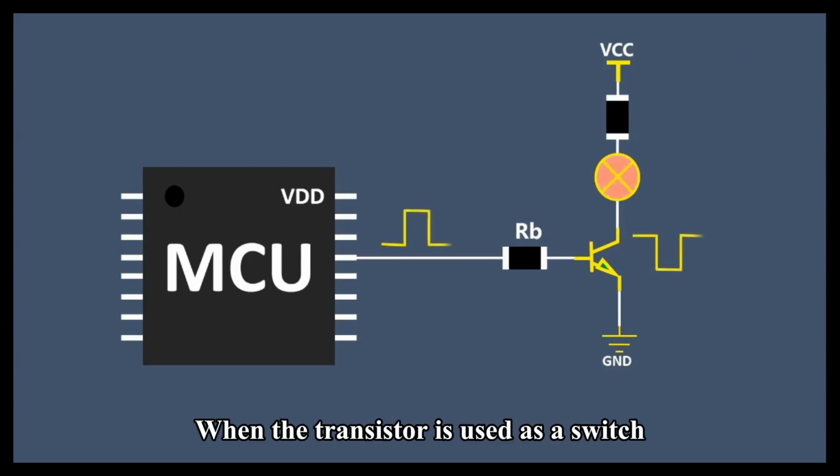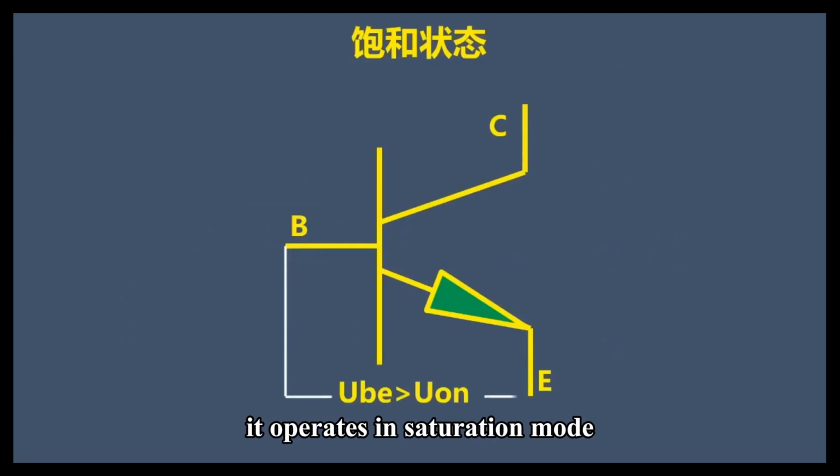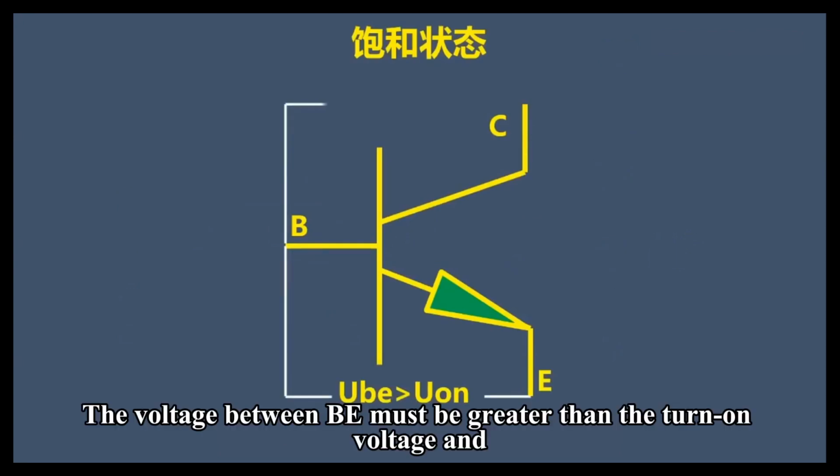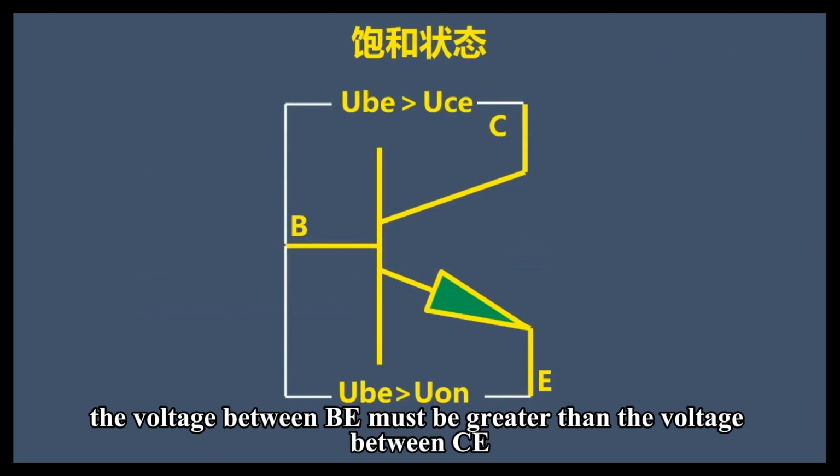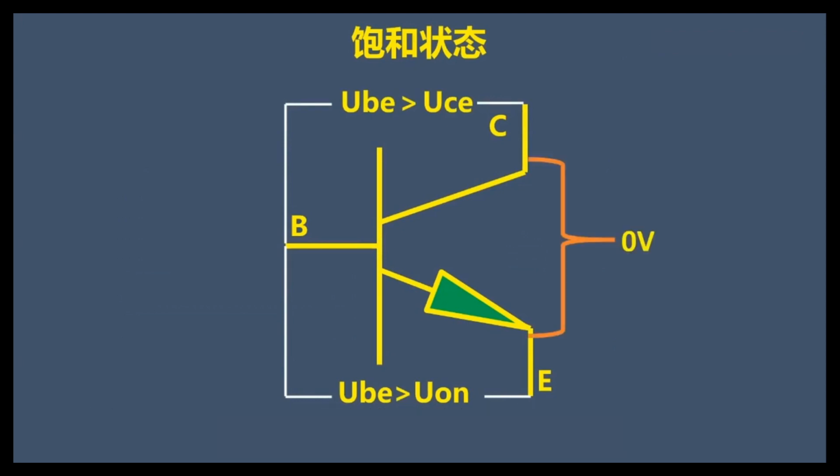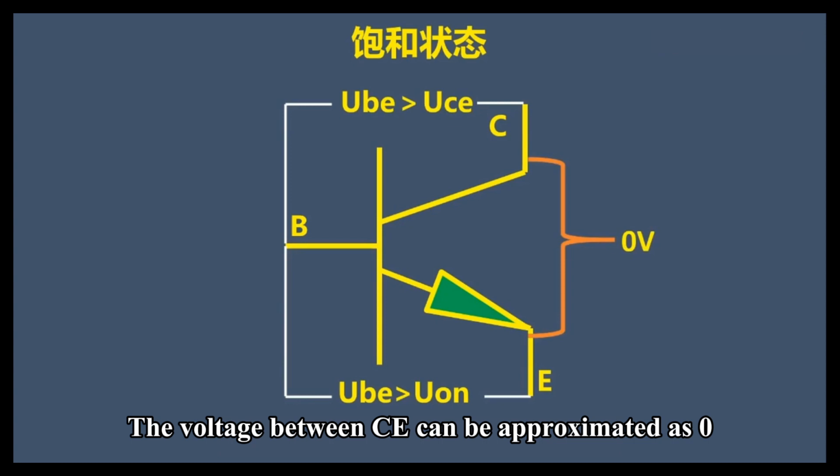When the transistor is used as a switch, it operates in saturation mode. The voltage between B and E must be greater than the turn-on voltage, and the voltage between B and C must be greater than the voltage between C and E. The voltage between CE can be approximated as 0.